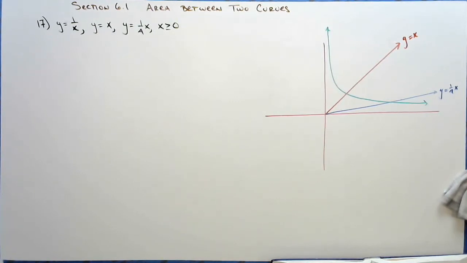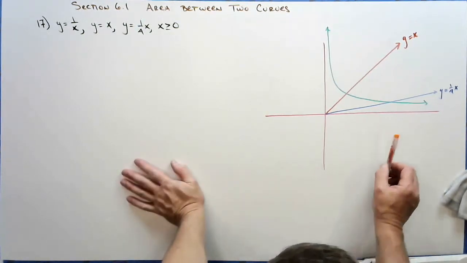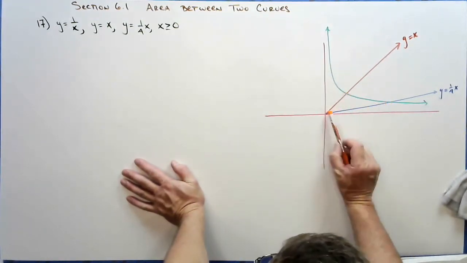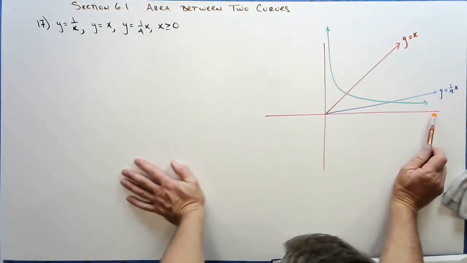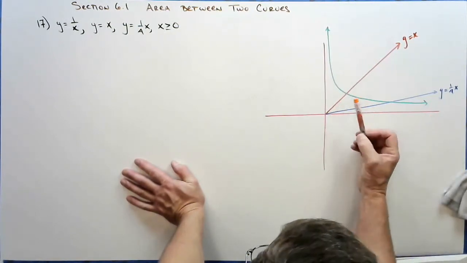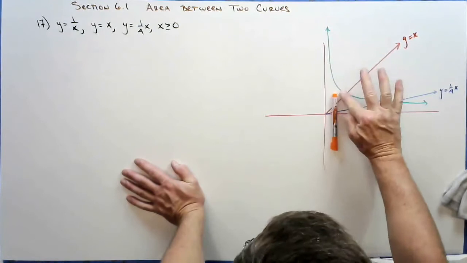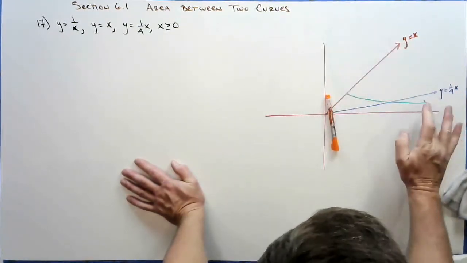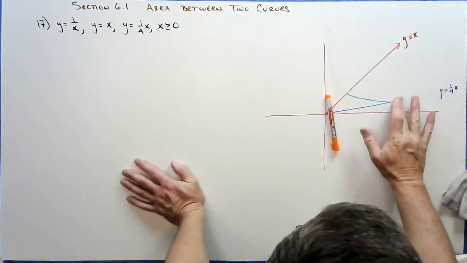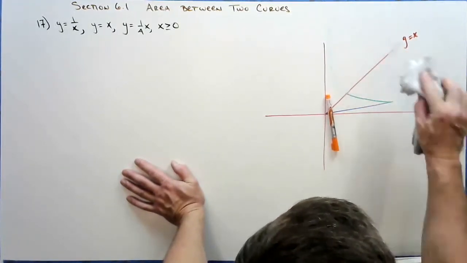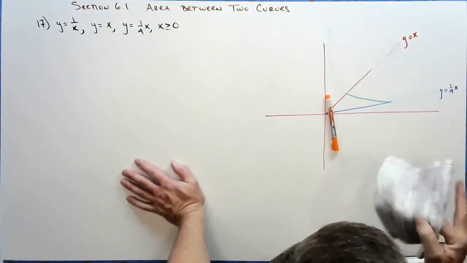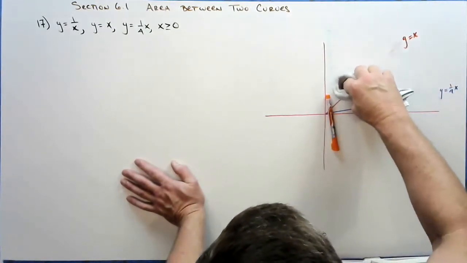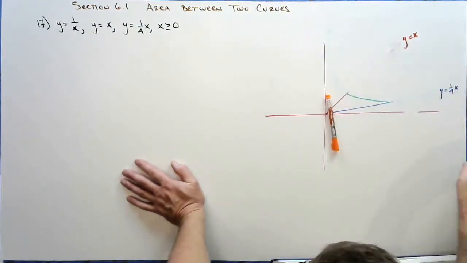So we've got our region, and now we have to strategize. Are we going to integrate with respect to x, or are we going to integrate with respect to y? And remember, we said it all comes down to our desired outcome: one function is always on the top and one function is always on the bottom. Once we draw the graph, we can erase the part we don't care about. This is our region right here.